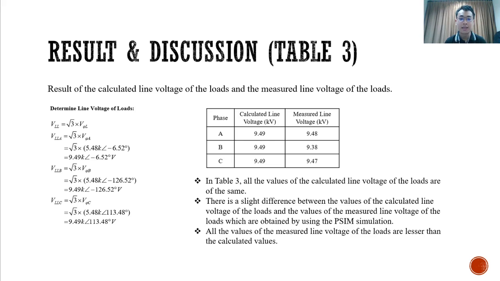So what we can see in table 3 is that all the values of the calculated line voltage are the same, which is 9.49 kilovolt, and there is a slight difference between the calculated line voltage of the load and the measured line voltage obtained from the PSIM simulation. All the values of the measured line voltage are lesser than the calculated values of the line voltage.